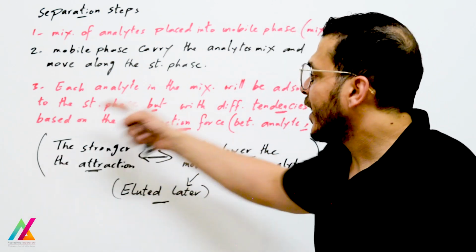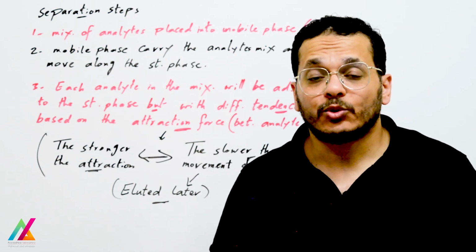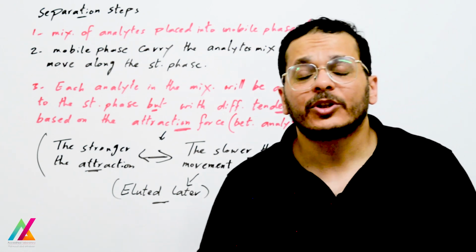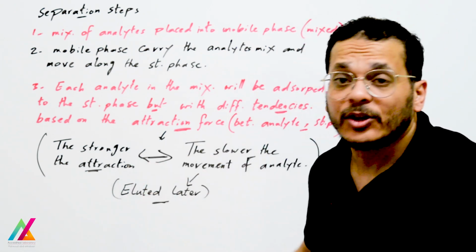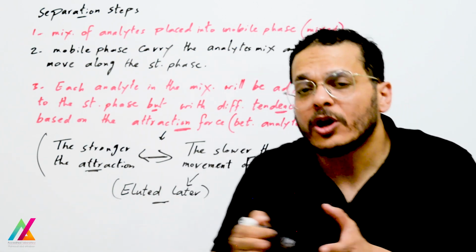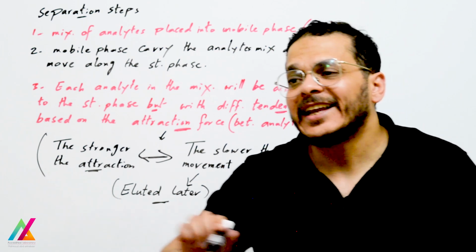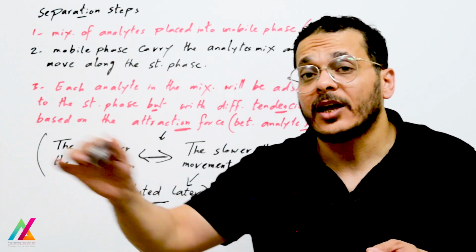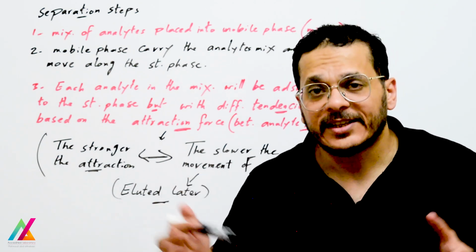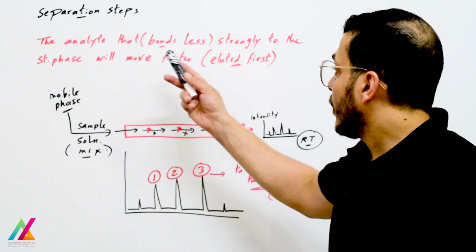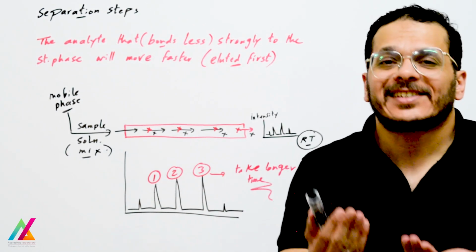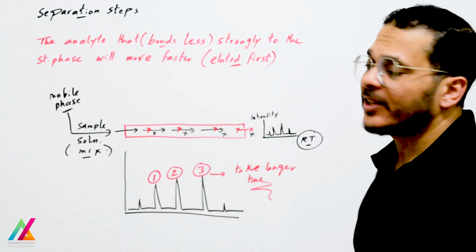And the stronger the attraction between the analyte and the stationary phase, the slower the movement of the analyte, and that analyte will be eluted later. So this analyte will be adsorbed for a longer time on the stationary phase and will take longer to be eluted or separated from the column or the stationary phase. And the analyte that bonds less strongly to the stationary phase will move faster, so it will be eluted first.